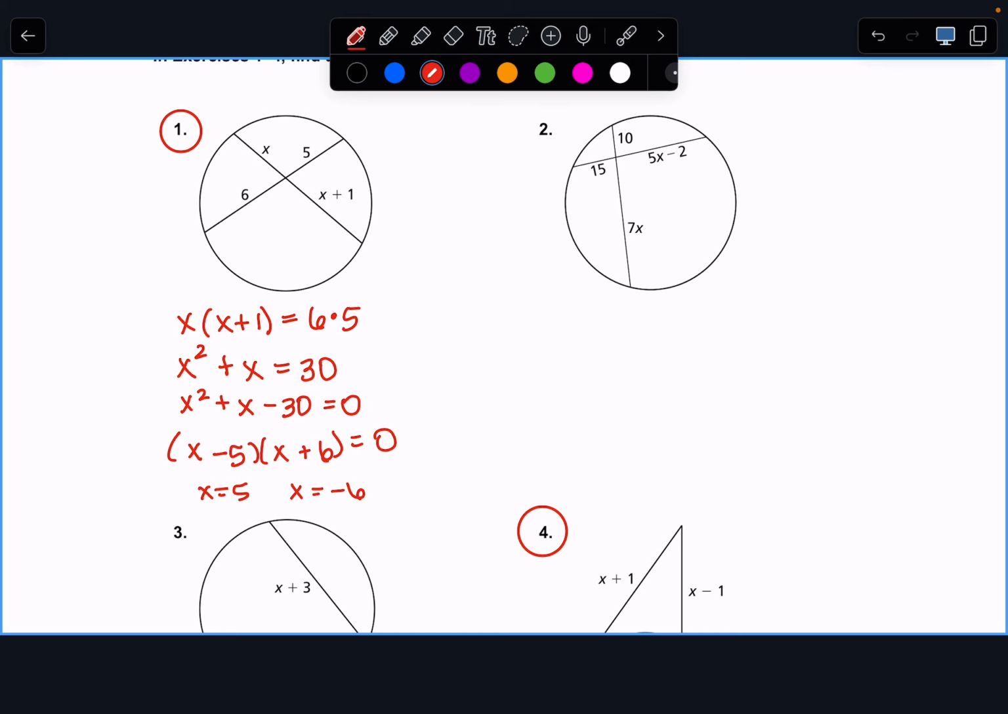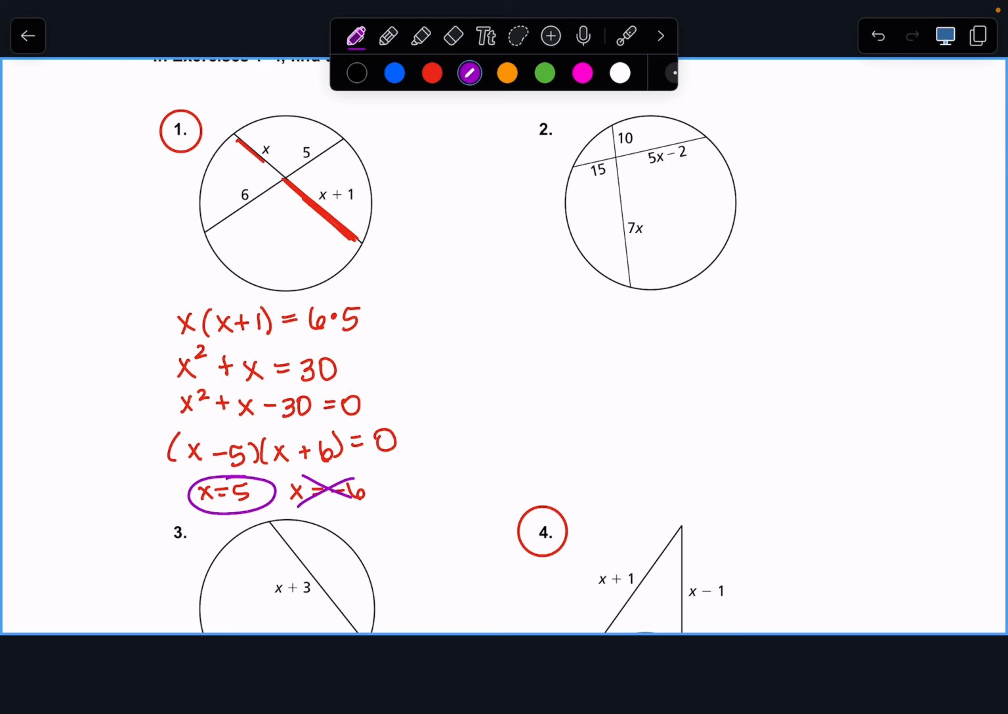Here's the deal. Algebraically, these are our answers. Geometrically, we have to make sure they make sense. Does negative 6 make sense for x and x plus 1 being chord segments? No. Now, if I had x plus 7 and x plus 10, negative 6 is not a problem. But since I have x and x plus 1, negative 6 is a problem.